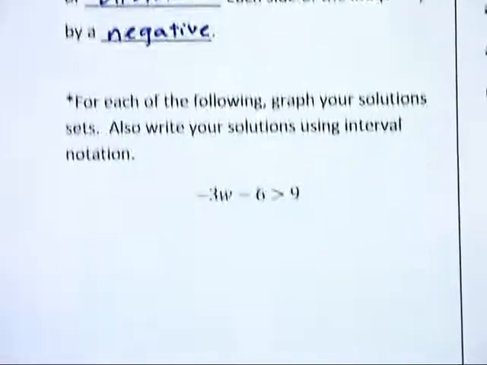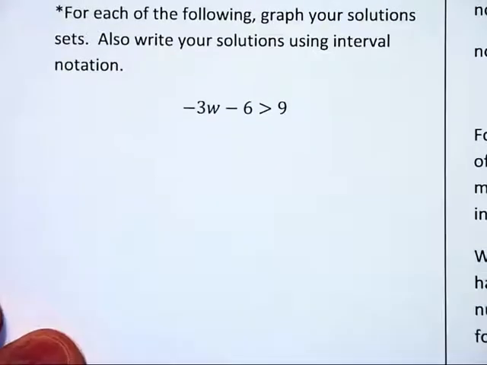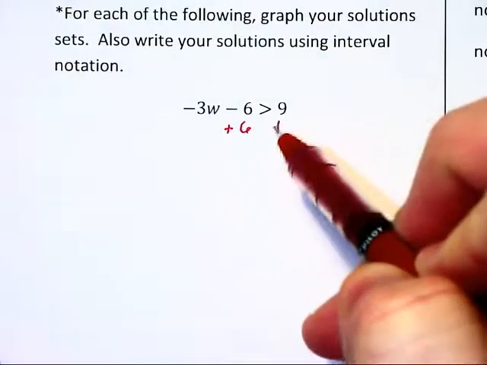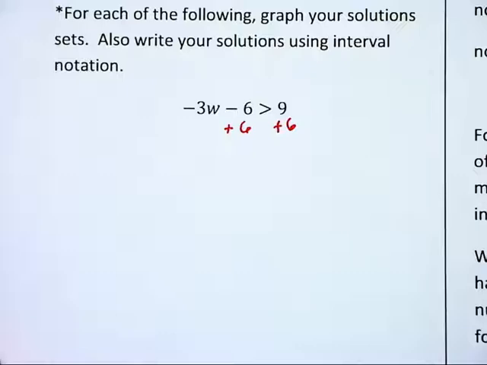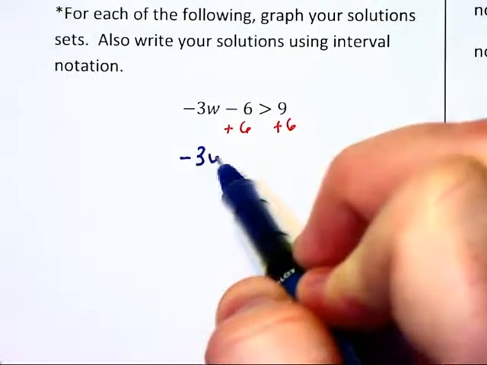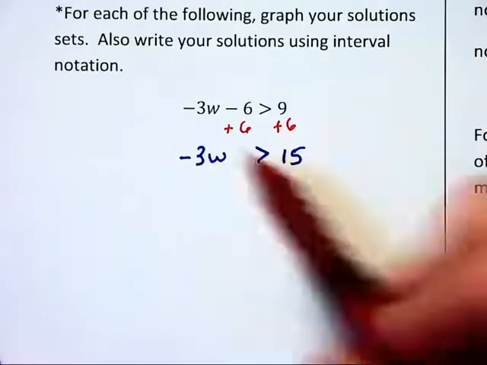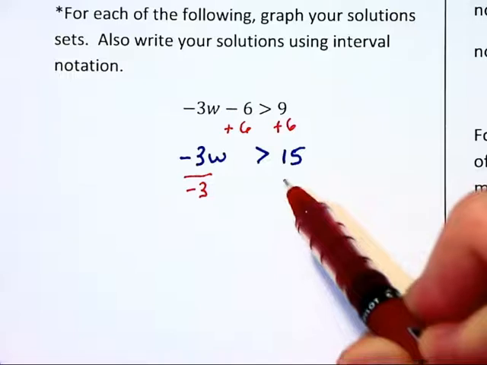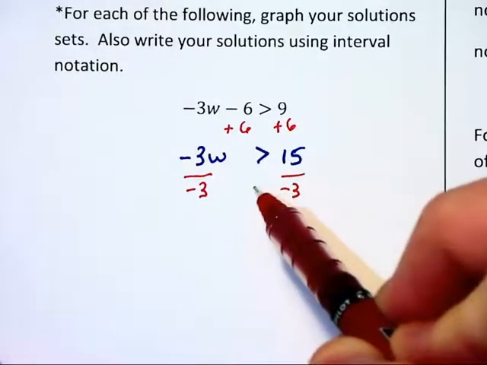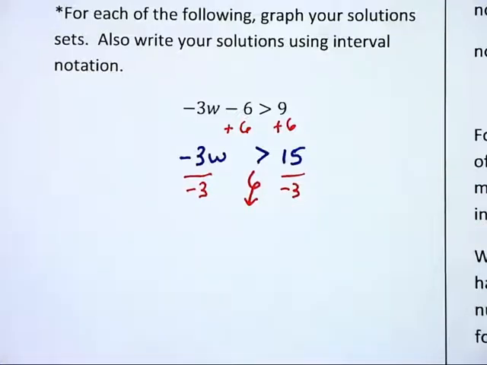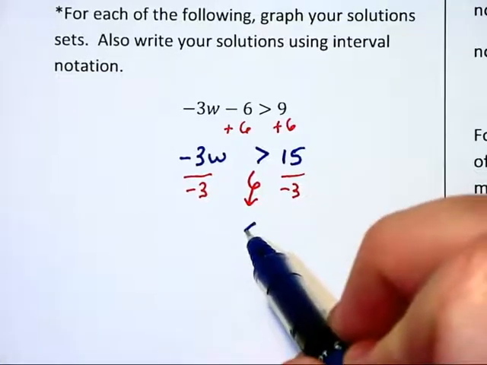So let's go through and solve a couple of problems. For each of the following, we want to solve and then put our solution set in interval notation. We will begin here by adding 6 to each side. Notice that addition doesn't change anything as far as the direction of the inequality. We're going to have negative 3w is greater than 15, and then divide each side by negative 3 to isolate that w. Now, whenever we divide by a negative, we change the direction of the inequality. So this is going to switch into a less than sign.